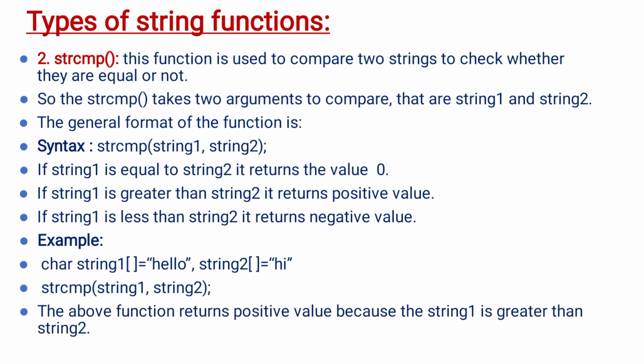The above function returns a positive value because string 1 is greater than string 2. Here string 1 has the value hello, and string 2 has the value hi. String 1 has the higher value and string 2 has the lower value. That's why the above function returns a positive value.